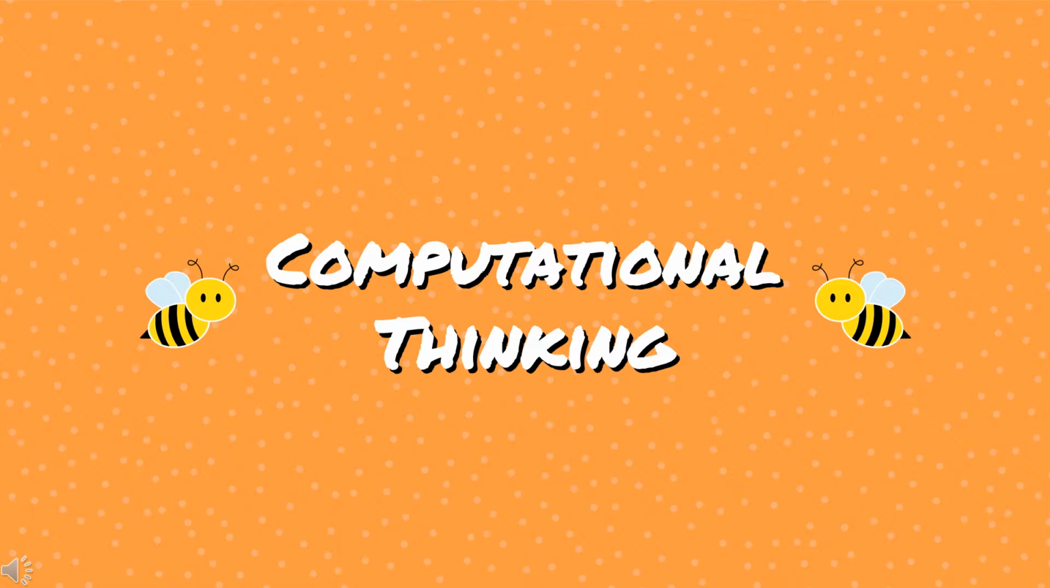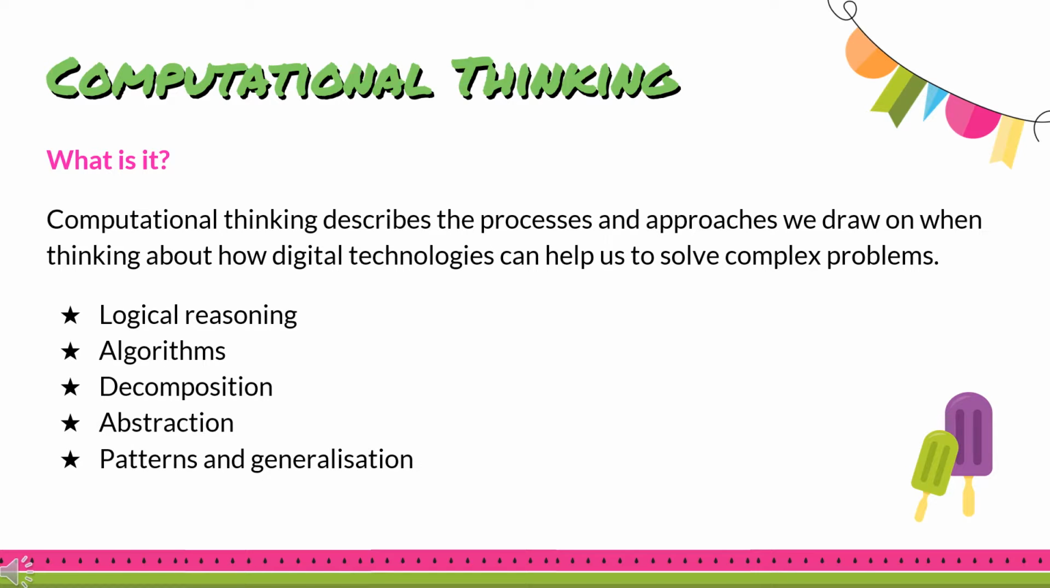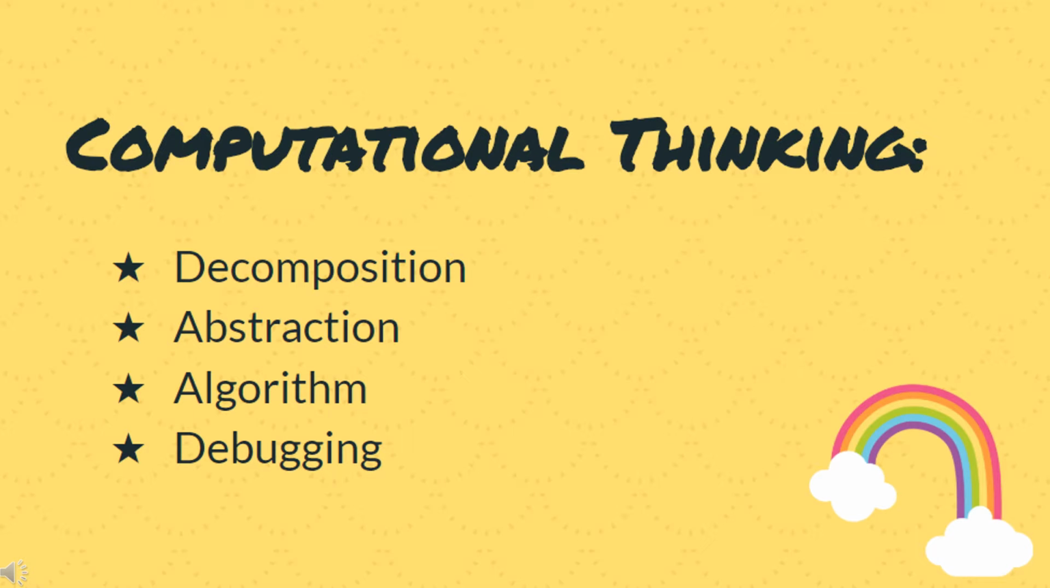Now let's discuss what computational thinking is and how it developed in the activities. So what is it? Computational thinking describes the processes and approaches we draw on when thinking about how digital technologies can help us to solve complex problems. So we draw on logical reasoning, algorithms, decomposition, abstraction, and patterns and generalization when thinking computationally. The 4 computational thinking strategies developed in the lessons are listed here.